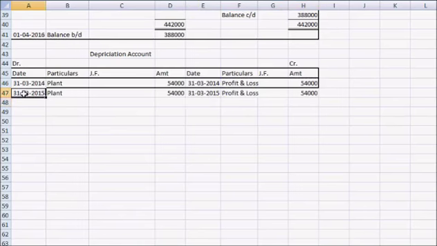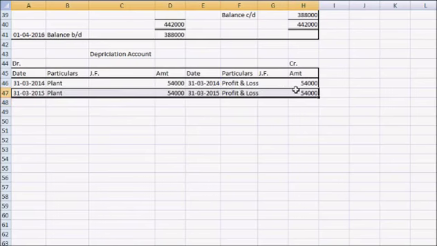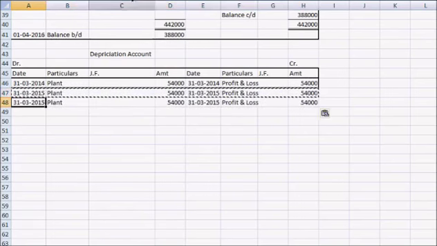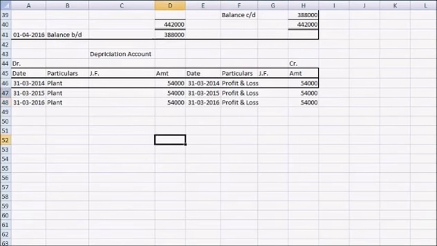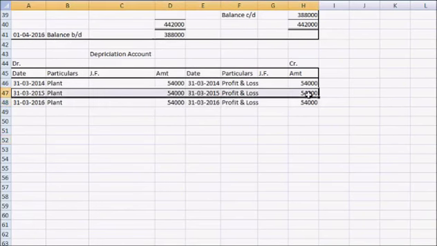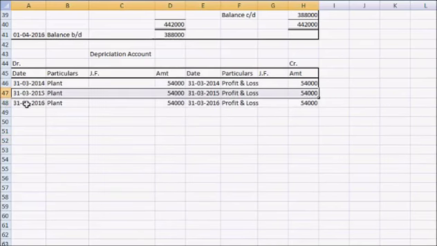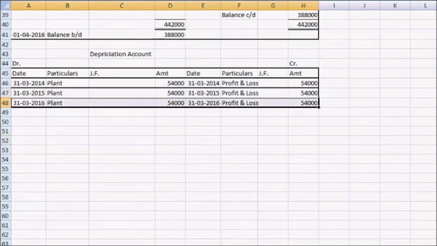Same process for the next year. We'll just change the date, so I'm just copying it and pasting the same and just changing the date. So your depreciation account for the next 3 years would look like this.